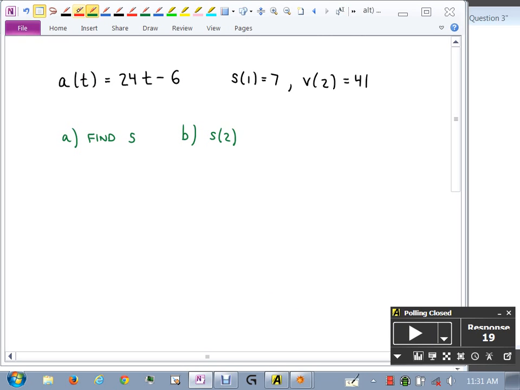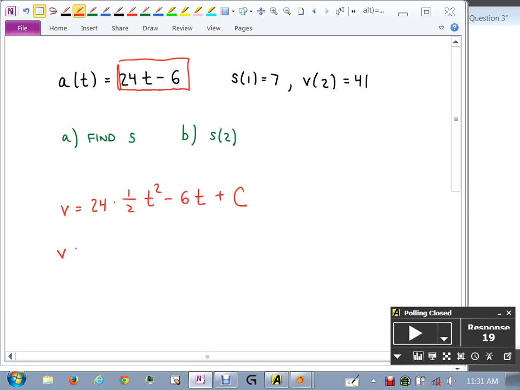How am I going to get back to position? I first have to go from acceleration back to velocity, right? So my velocity function should be the antiderivative of acceleration. What's the antiderivative of this right here? So 24 times 1/2 t squared minus 6t plus a constant, right? So I'm just using power rule on this, right?